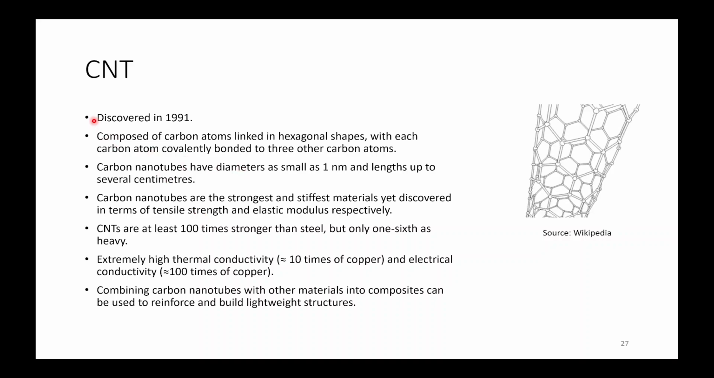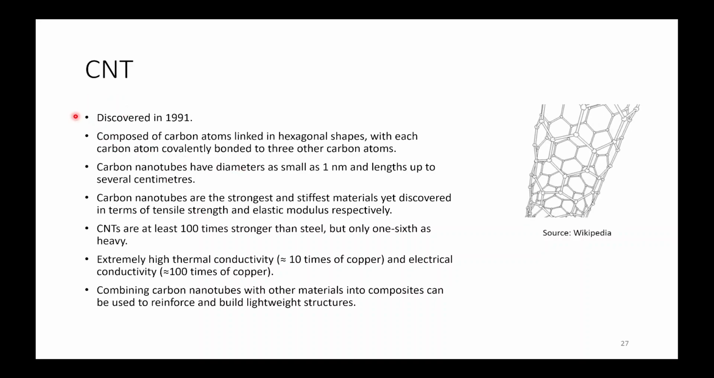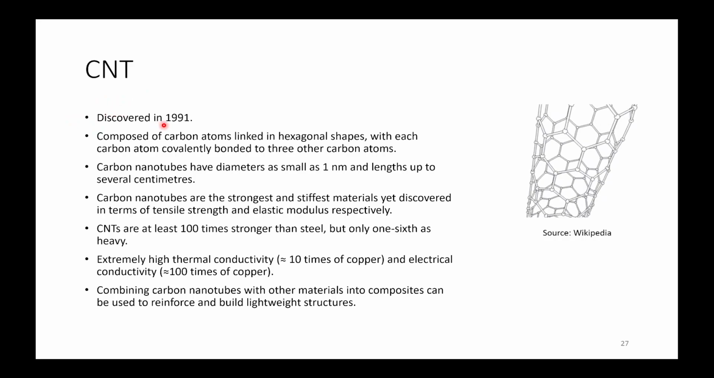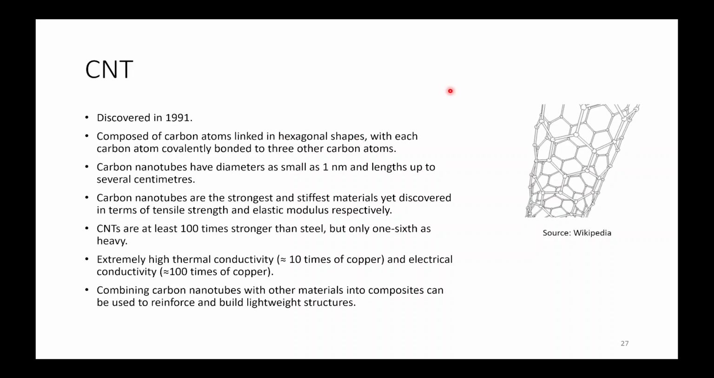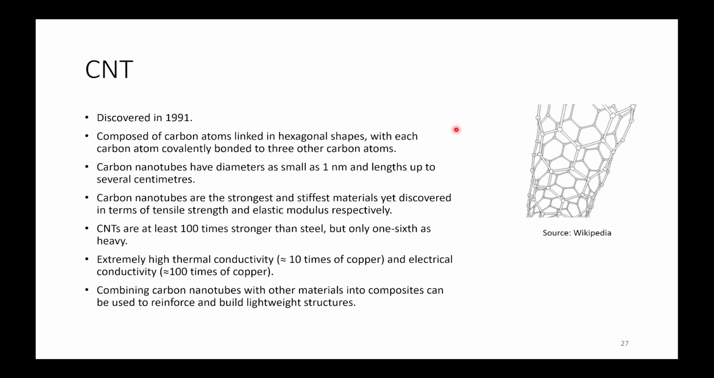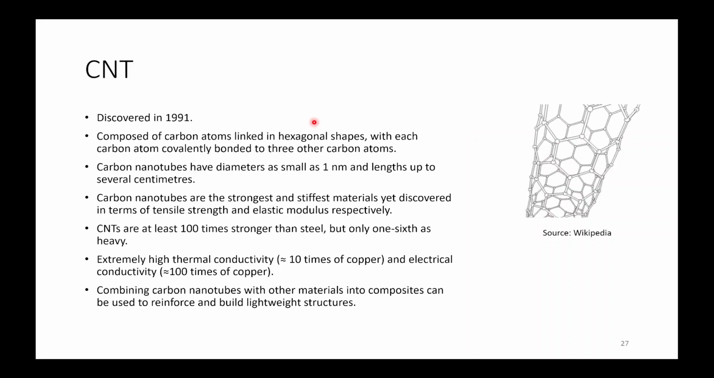CNTs, carbon nanotubes, are relatively new materials which were discovered in 1991. These are composed of carbon atoms linked in hexagonal shapes. As you have read about graphite, if we take one of the graphite sheets and fold it in such a manner that it becomes a tube type of structure, here each carbon atom is covalently bonded to three other carbon atoms, and it will have free electrons as well.